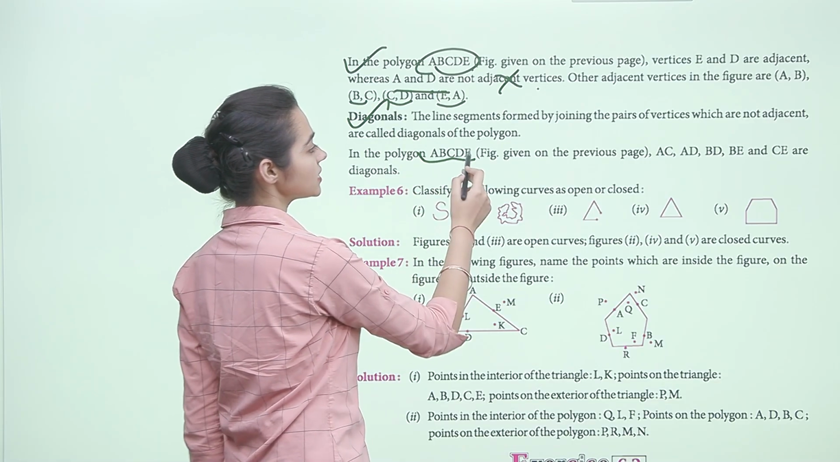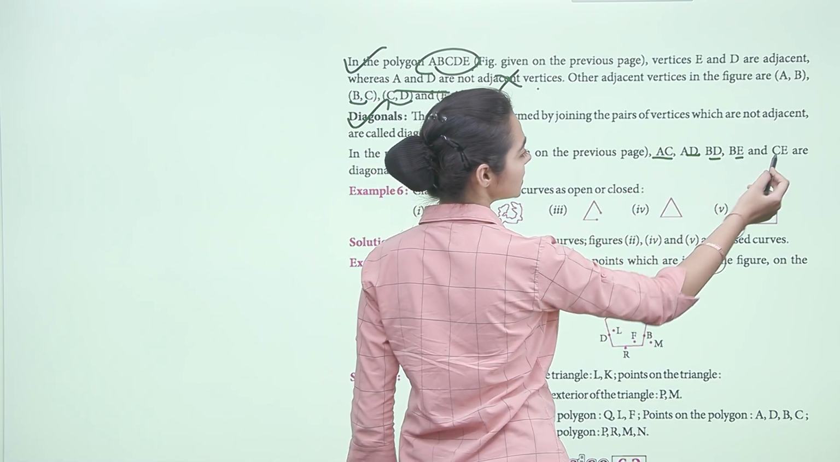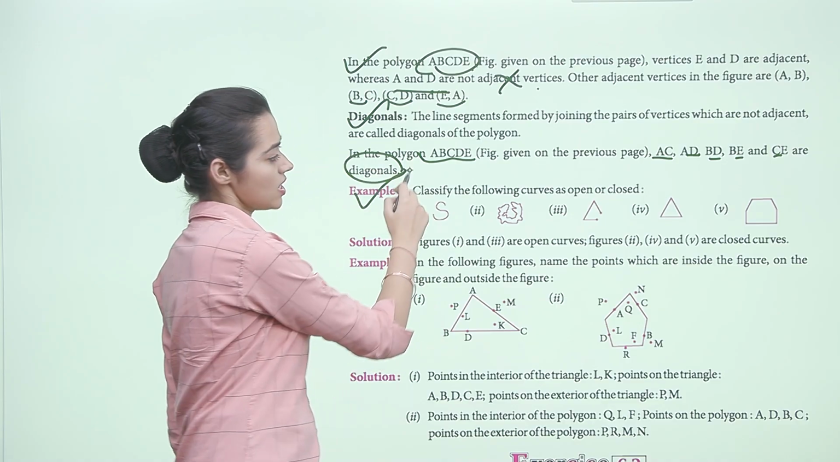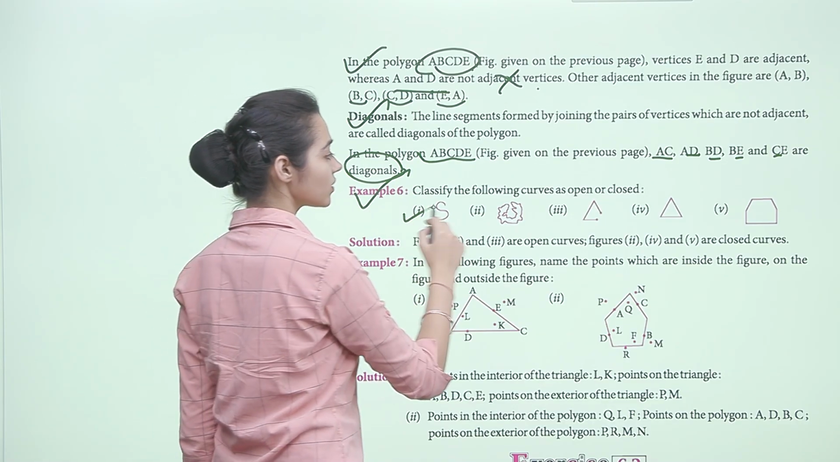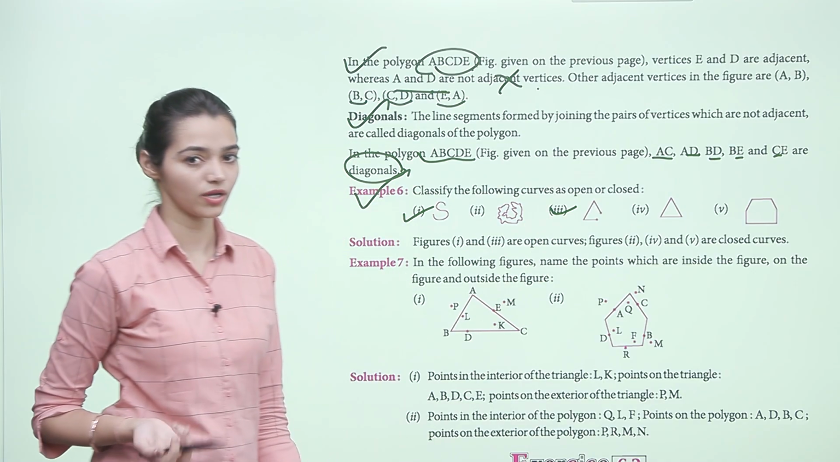Now in the polygon ABCDE, AC, AD, BD, BE and CE are our what? Diagonals. Now here we have to classify the curves as open and closed. So here figures 1 and 3 are open, and otherwise all are closed ones.